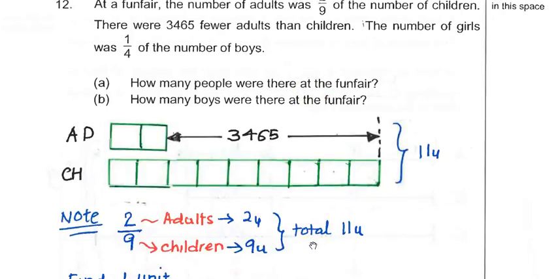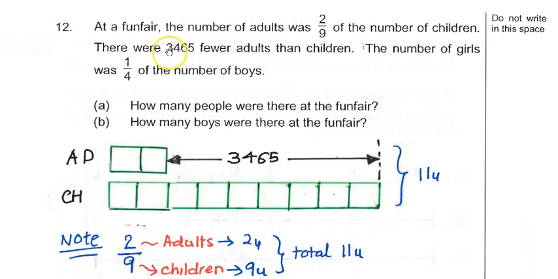Next. At the fun fair, the number of adults is 2/9 of the number of children. Relationship to the number of children: adult is 2, children is 9. Okay? Not to the total. In fraction, out of the total number of people, adults are 2 out of 11.